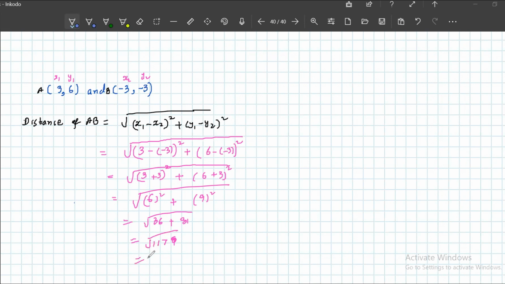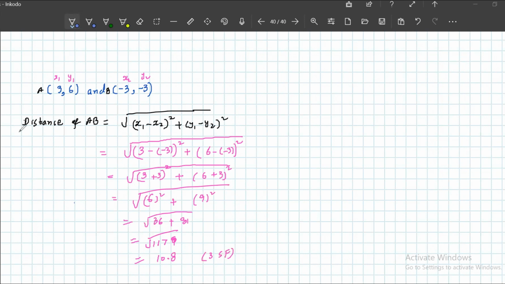So we can check 36 plus 81, yes, 117, correct. And then the square root of the answer gives me 10.8. This is our required distance between 2 points, to three significant figures. I hope it is clear.